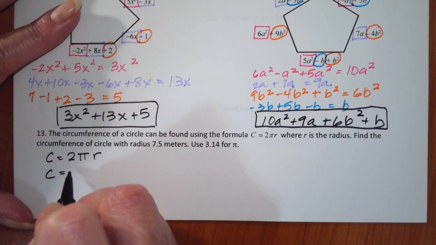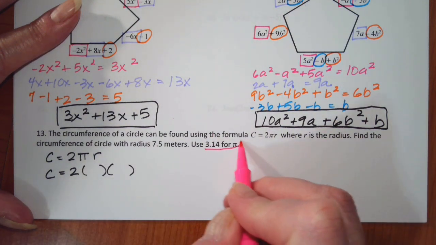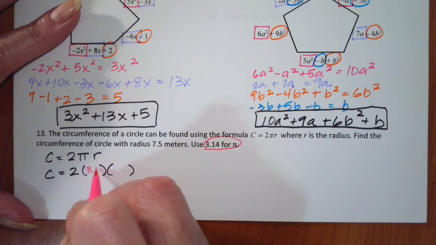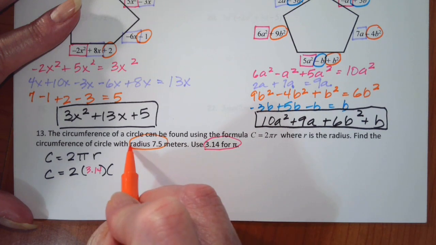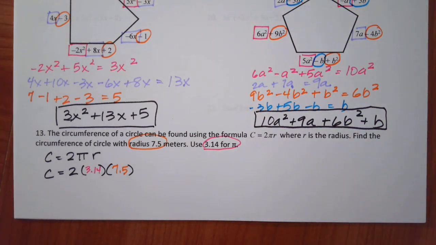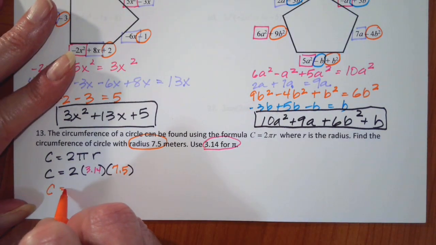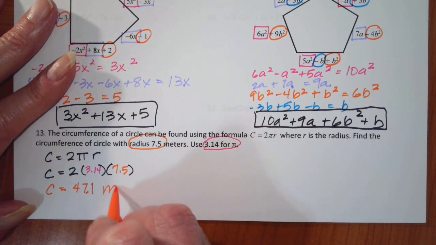So I'm just going to find c is equal to 2, and they've given me a value for pi, 3.14, and they've given me a value for the radius. And then it's just a plug and chug. It doesn't say anything about rounding, nothing, so just go to town. So 2 times 3.14 times 7.5 tells me that my circumference is 47.1, and that's in meters.